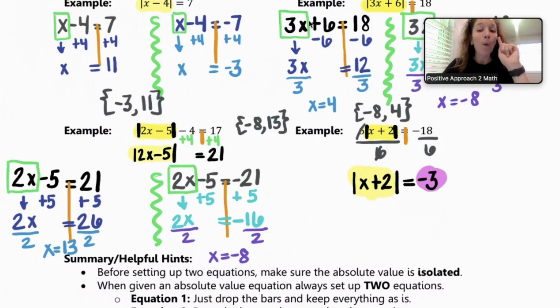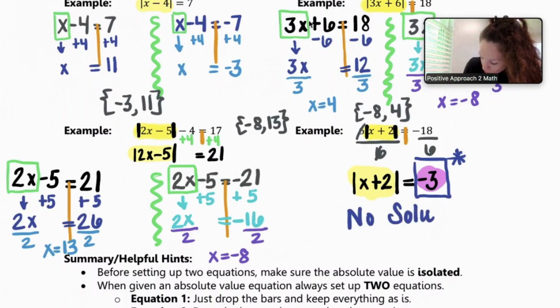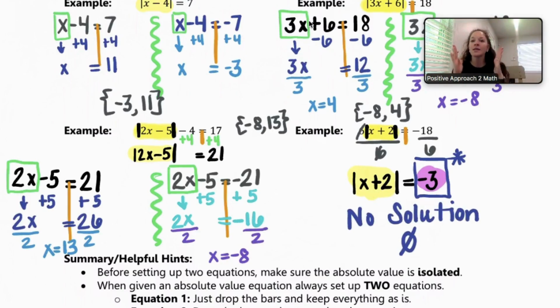So once your house is isolated and you see nothing in the front yard, nothing in the backyard, if it equals a negative, and I always do I spy and look for these first, the answer is no solution. There is no number that I can substitute in for x that when I take the absolute value of that number plus 2, it will spit back negative 3, because the absolute value can never equal a negative.